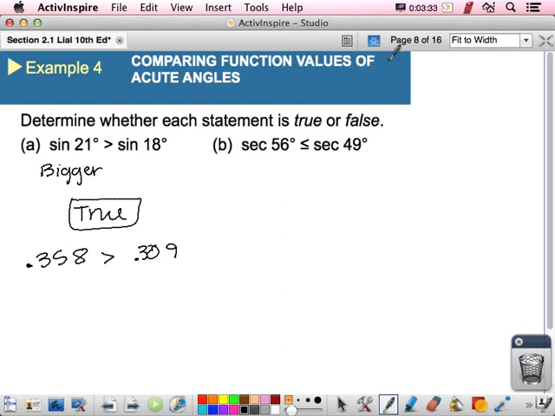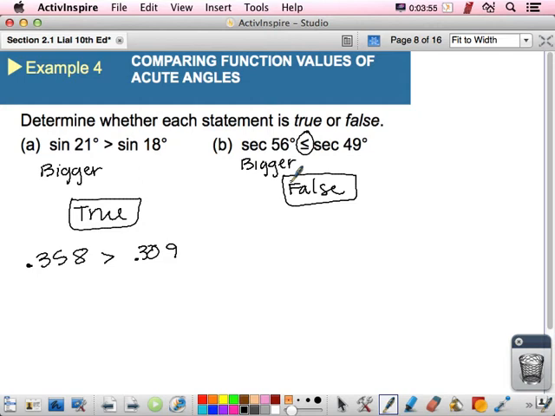Okay, so first let's see if we can figure out part B without a calculator. It's secant. So that means that the bigger angle has the bigger secant. So this is the bigger. If this is the bigger, is this the correct sign? So we think it's false. But let's go check it.